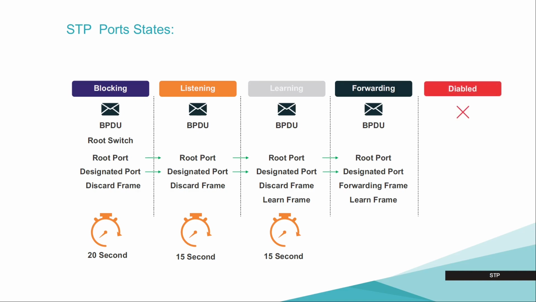Then we have the disabled port. The disabled port will block everything. The port will stay in the disabled state until something happens on the topology, and if anything happens, it will take the max age and forward delay in order to be in the forwarding state.